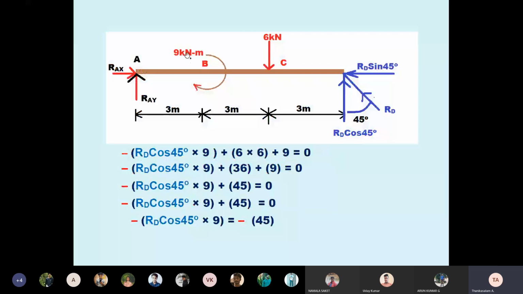This is a couple moment. The moment is already given. With respect to A it is a clockwise rotation. So plus 9 is enough. Uday Kumar, you have to explain like this, yeah. Do you understand now? Yes, sir.